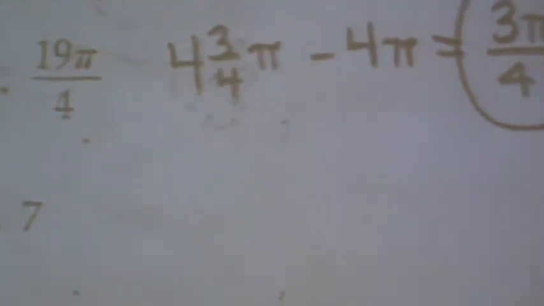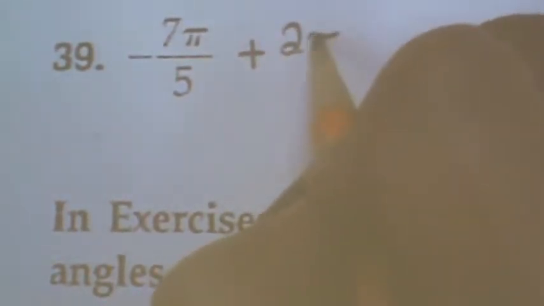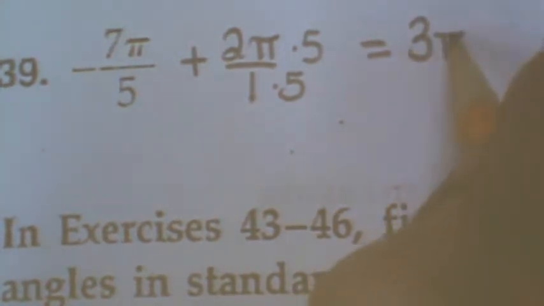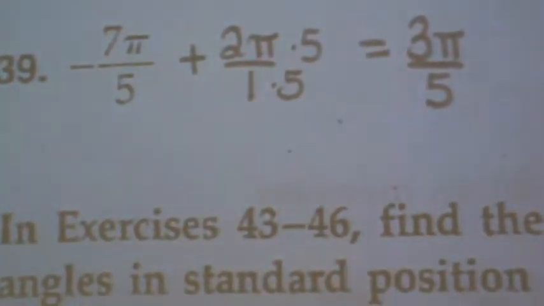So what's the answer? If you subtracted 4 pi from 4 3/4 pi, what do you have? 3/4 pi. So 3/4 pi is between 0 and 2 pi. That's the answer. How about the next one? Add 2 pi. Add 2 pi. 10 pi over 5. So 10 pi minus 7 pi is 3 pi over 5, and that is between 0 and 2 pi.